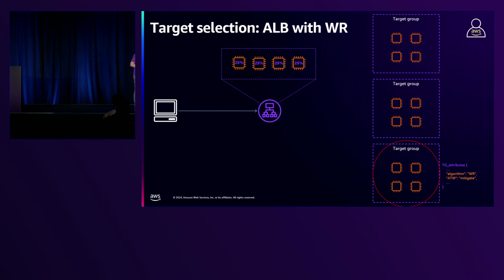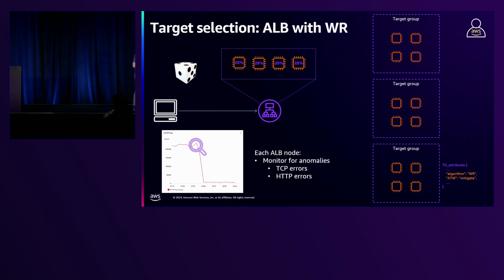Last option for the routing algorithm is weighted random. With weighted random, ELB nodes are going to select a target randomly from the target group. Then customers using weighted random have the possibility to enable the anomaly mitigation feature, which is a feature that relies on the anomaly detection system. The anomaly detection system is a capability always turned on in ELB, regardless of the specific routing algorithm used.